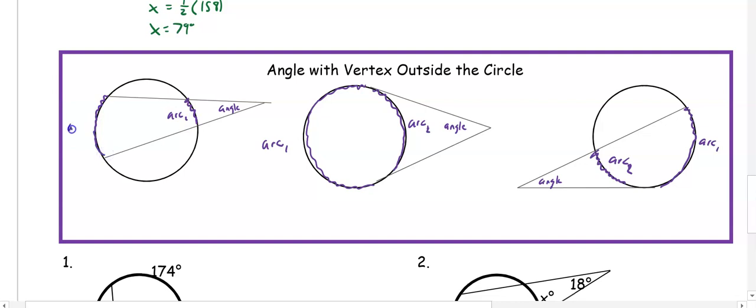So when the angle is outside the circle, we are going to subtract the arcs. So for all of these situations, our angle is going to equal 1/2 arc 1, which is the further arc, minus arc 2. So when you subtract your arcs, you should still always get a positive number.